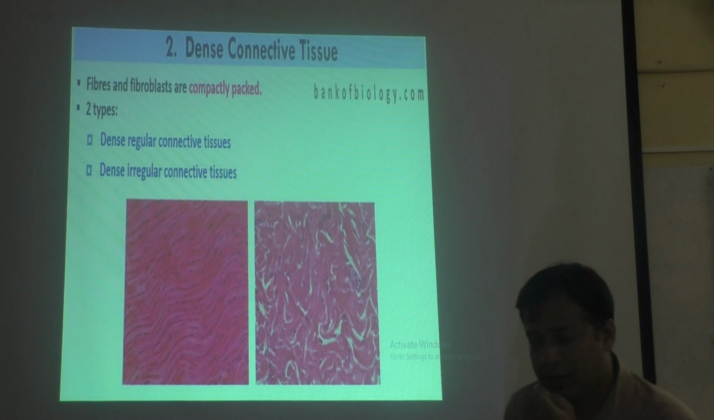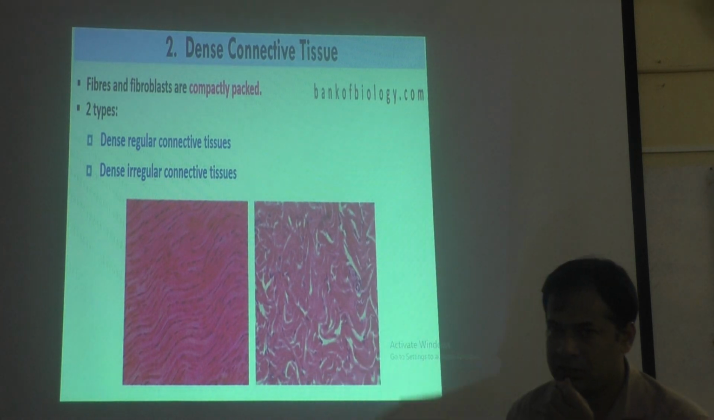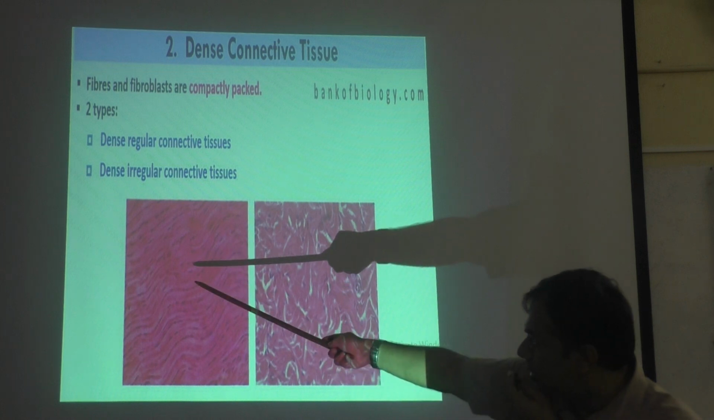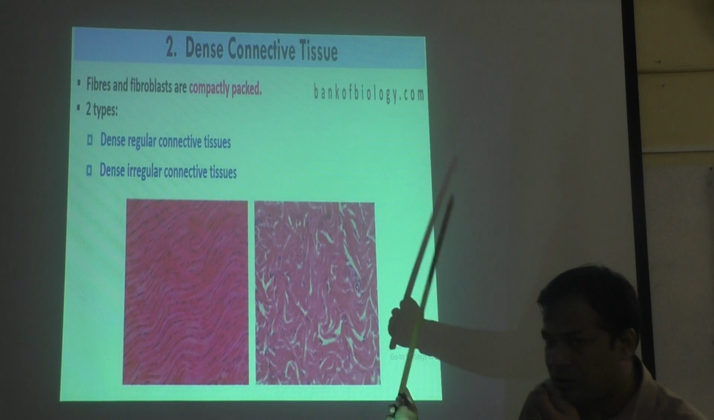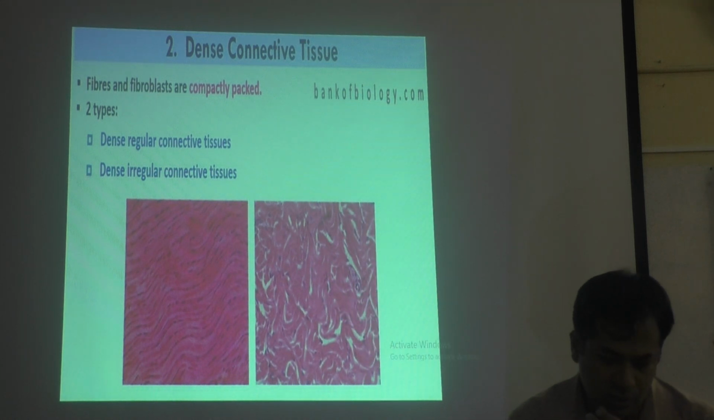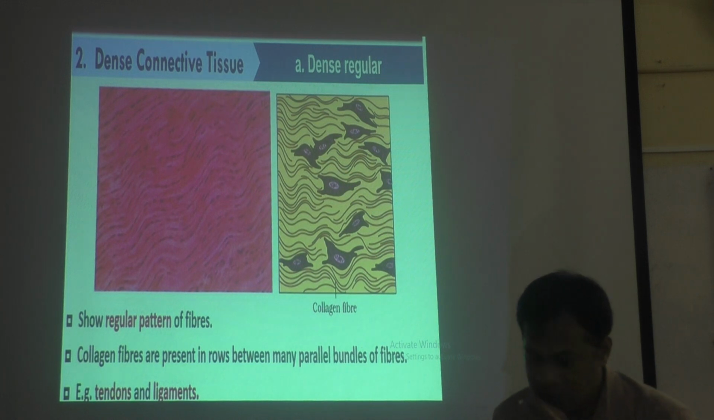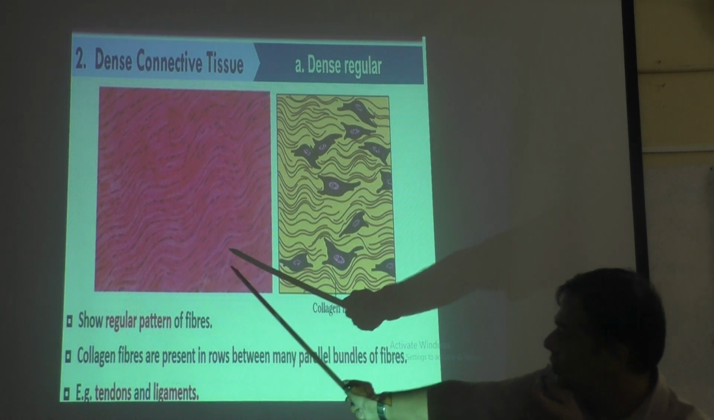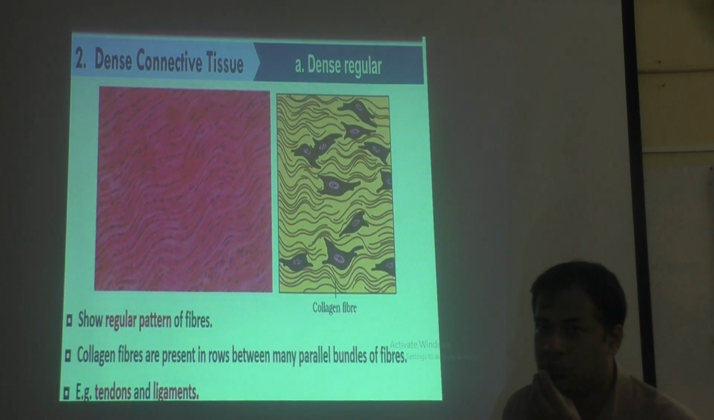So they are of two types. If they are arranged systematically one over the other, like line by line, then it is called dense regular connective tissue. If they are not arranged properly, then it is called dense irregular connective tissue. You can see both the structures there. Next, dense regular we will see first. The first picture is how it looks under the microscope, and this is a diagram which will be there in the textbook.